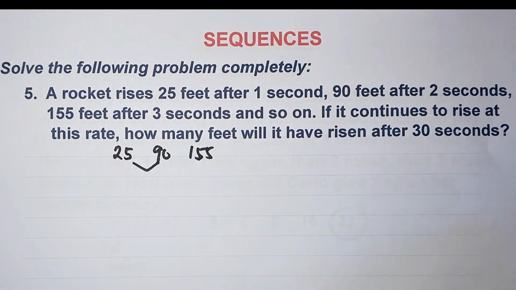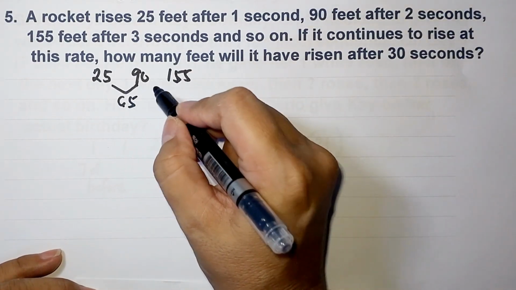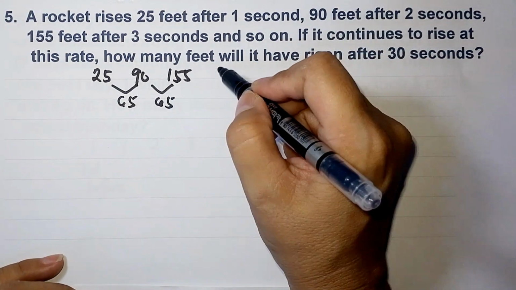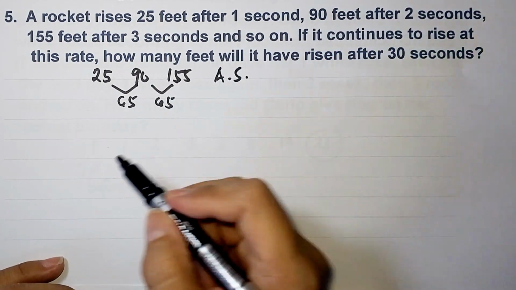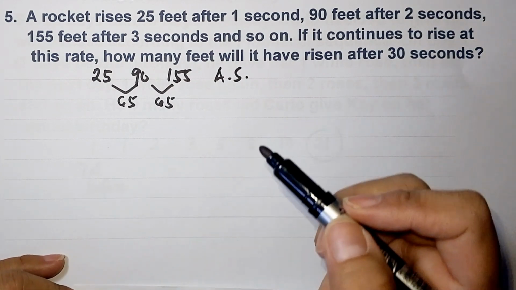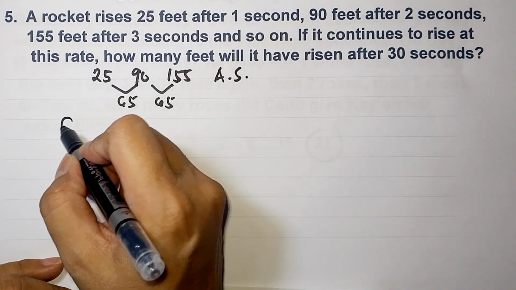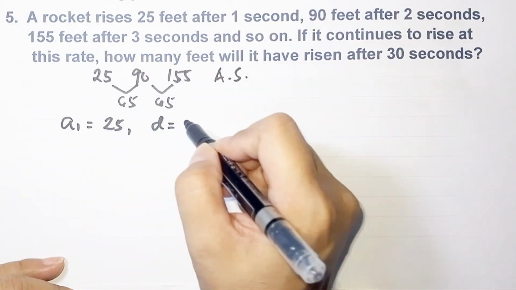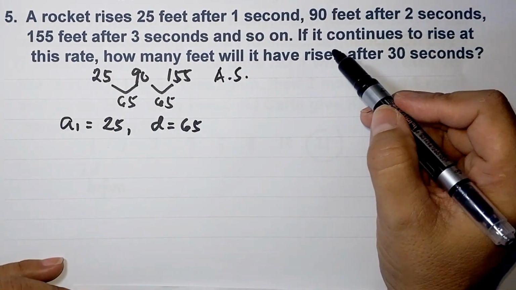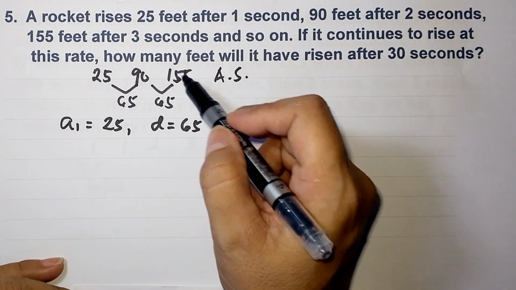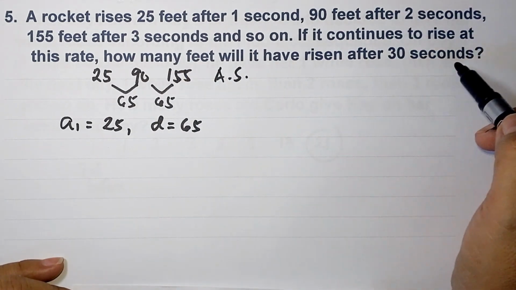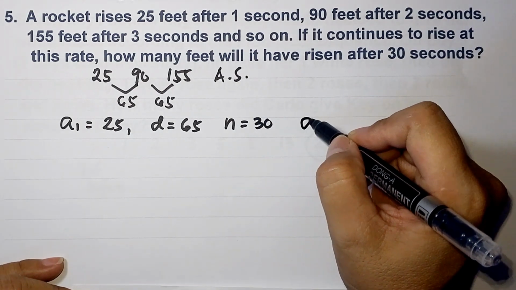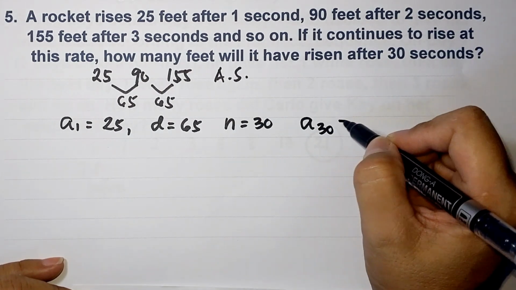90 minus 25 is actually 65. 155 minus 90 is also 65. Therefore, it is an arithmetic sequence. So we will now proceed with an arithmetic sequence. Therefore, a sub 1 is equal to 25. The common difference is 65. Then, if it continues to rise at this rate, how many feet will it have risen after 30 seconds? So, n is equal to 30. And so, what is a sub n or a sub 30?